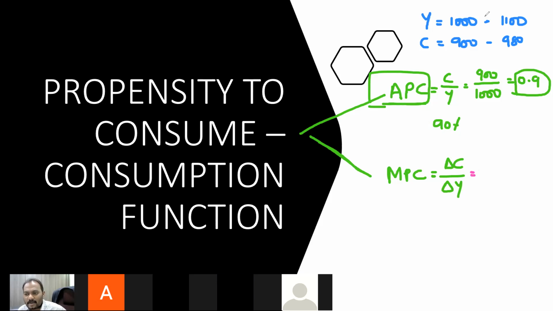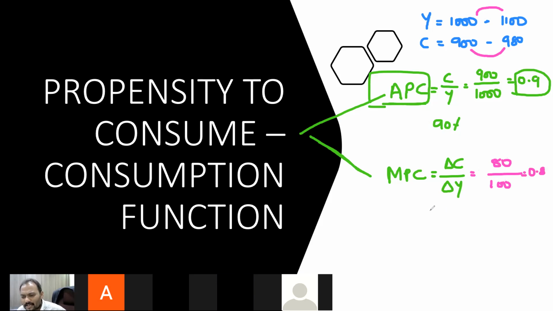How much is the change, my dear students? What is the change in income? Delta Y is how much? 1000 to 1100, so 100. Now, how much is the change in consumption? 900 to 980. What is the change? 80. So 80 divided by 100 is how much? 0.8. Now, what is the 0.8?